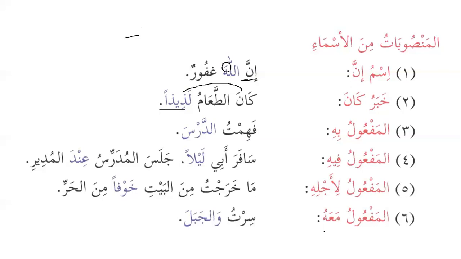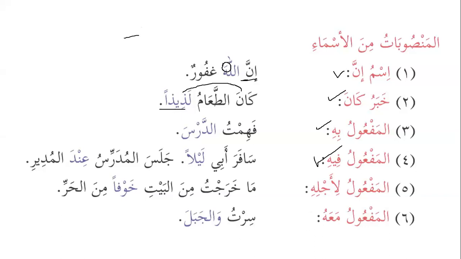And this is basically a summary of whatever we have learned already, or the topics that we have here. We are not going to discuss them in detail. We only need to know when they are mansub, and inshallah, in the following lessons in this book, we will discuss them. For example, inna we have already discussed in book number two, kana already finished, al-maf'ul bihi already completed, al-maf'ul fihi already completed, but al-maf'ul li ajlihi and al-maf'ul ma'ahu we will take in book number three.